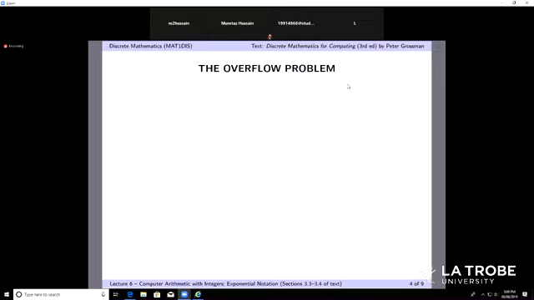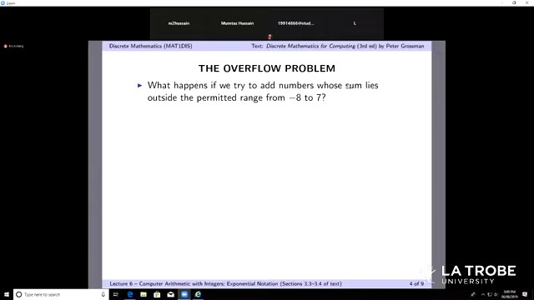Overflow problem that I just talked about. What happens if we try to add numbers whose sum lies outside the permitted range from -8 to 7? Okay. Find 4 plus 7 using a 4-bit computer. If I'm adding 4 plus 7, that would be 0100 plus 0111.